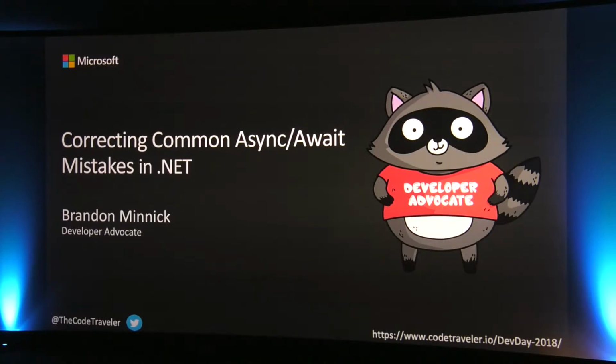When I was first learning async and await, it was so easy. You just add that async keyword, you await a task, done. But I kept finding my code was acting weird. It was doing things that I didn't expect.